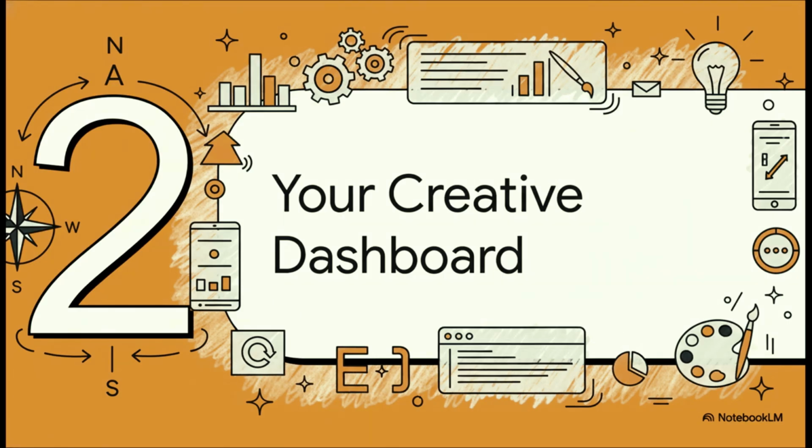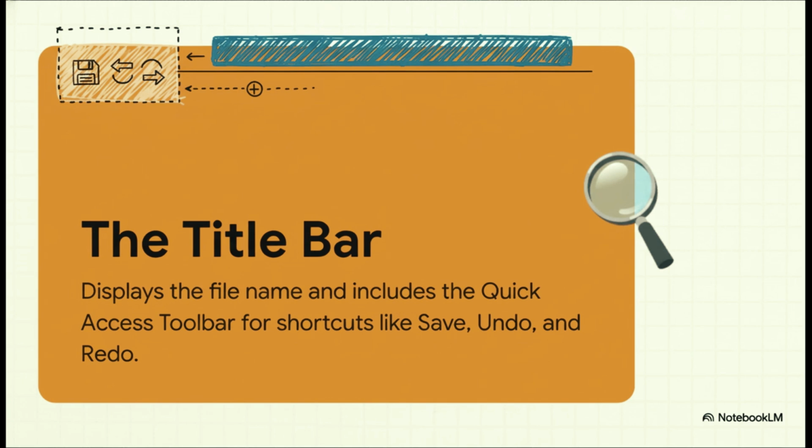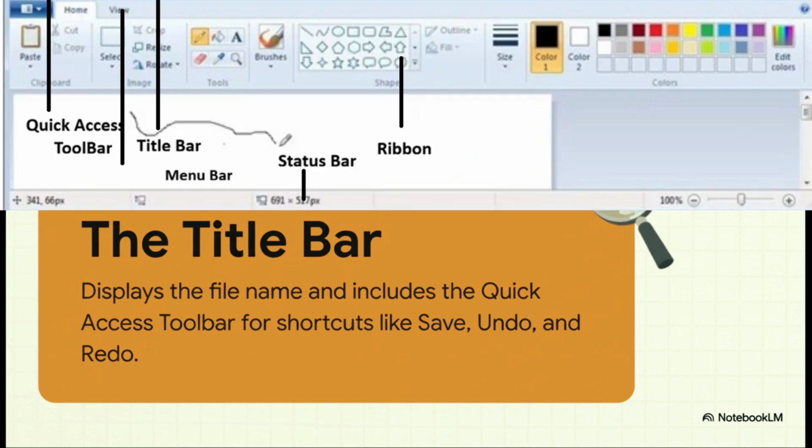Okay, let's get our bearings. We're going to take a quick tour of your new creative dashboard. You can think of this as the command center, the cockpit for all your quick edits and bursts of creativity. So, right at the very top, you've got the title bar. Pretty standard stuff. It shows your file name. But look over to the left. That's the quick access toolbar. And that's the real gem here. It comes with save, undo, and redo ready to go. But here's the first little pro tip for you.